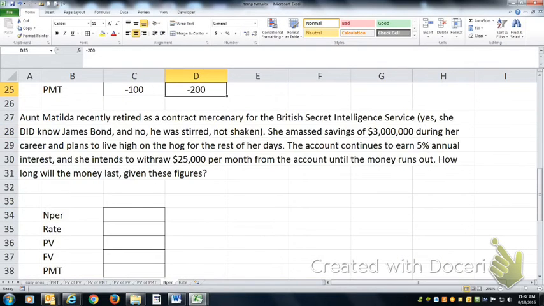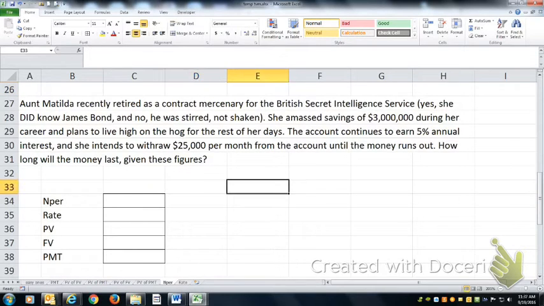Alright, going on to the next problem. Aunt Matilda recently retired. She amassed $3 million during her career and is going to live high on the hog the rest of her days. The account earns 5% annual interest. She wants to withdraw $25,000 a month from the account until the money runs out. Well, you know, if she's earning 5% per year, but taking money out every month, we have to take 5%, divide that by 12 to get the monthly interest rate.